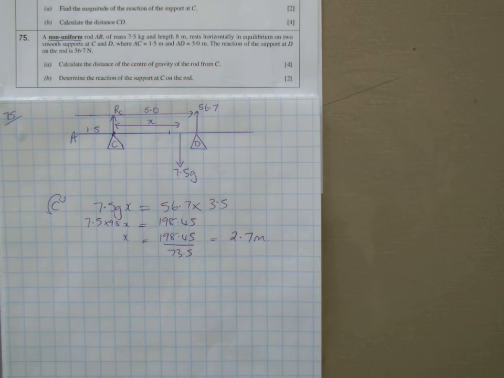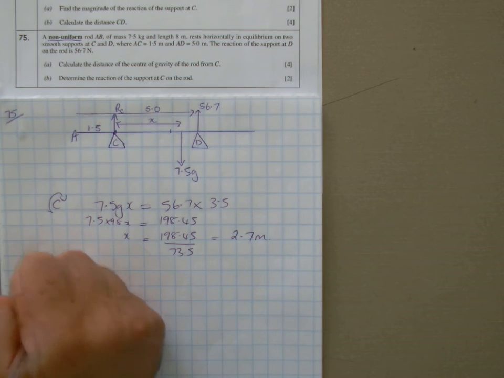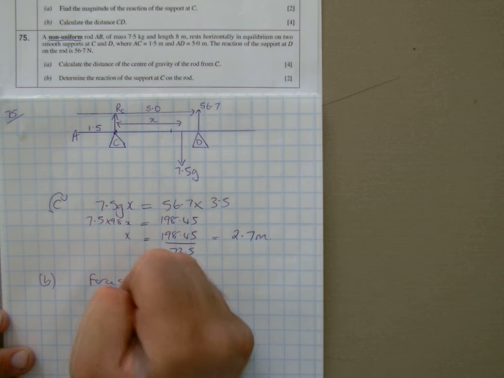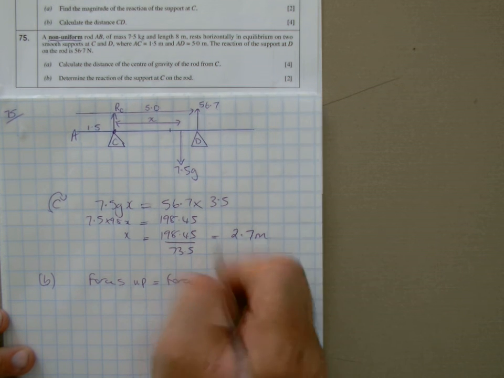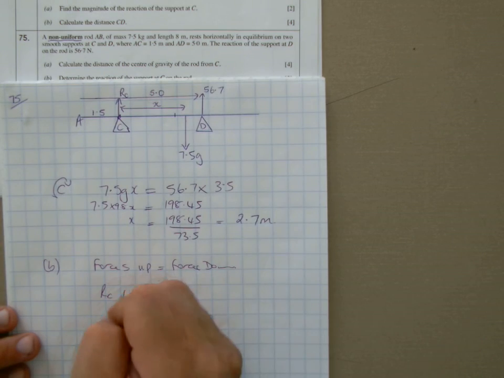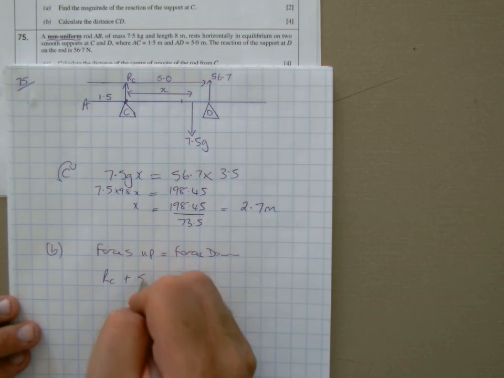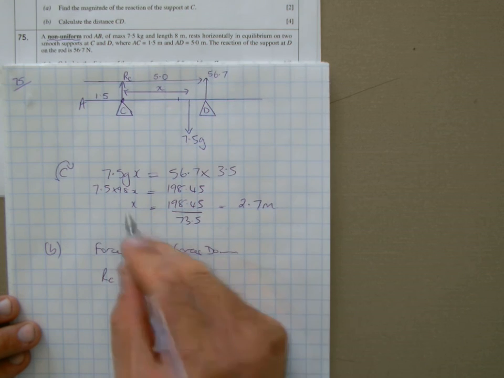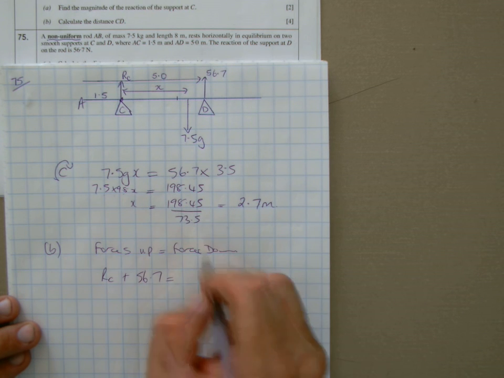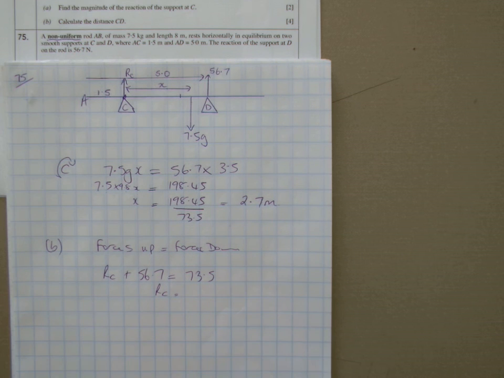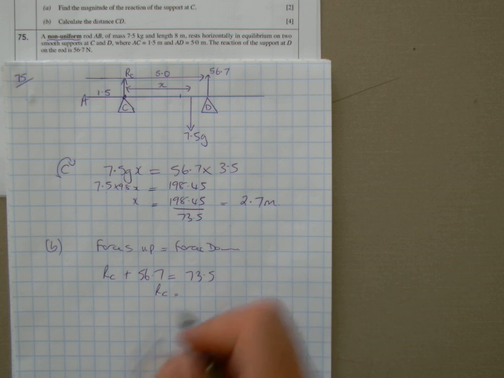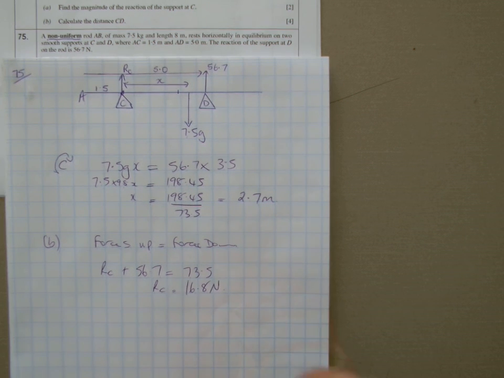Well, because it's in equilibrium, I can say, look, forces up equals forces down. Now I'm told the other reactions, that's good. So I've got RC plus then the 56.7. That will equal the force down, which is 7.5 times 9.8, which is 73.5, wasn't it? Newtons. So then quite simply, RC will be 73.5 take away 56.7, so I get 16.8 newtons.